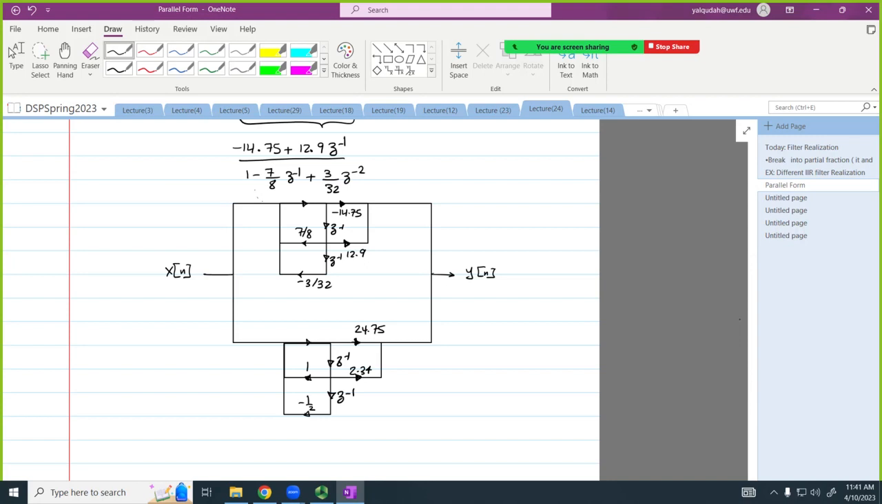How many multiplications are we going to have? 2, 2, 2, 2, 4. And the number of delay elements is equal to 4. Of course, in this particular case, this is just a 1, so there's no multiplication. But in general, this might not be a 1.